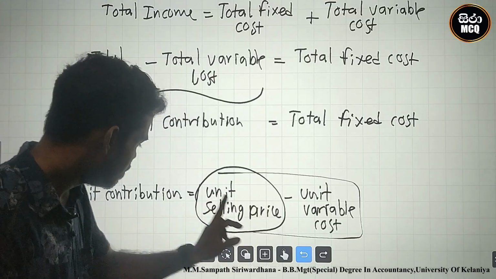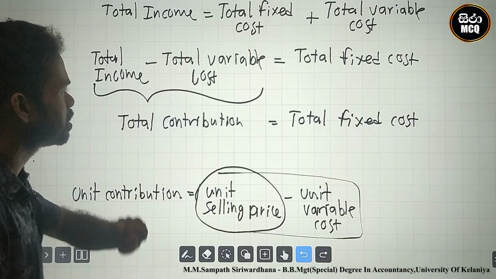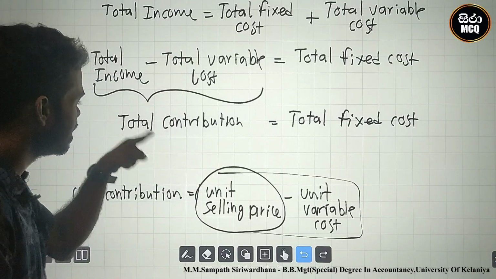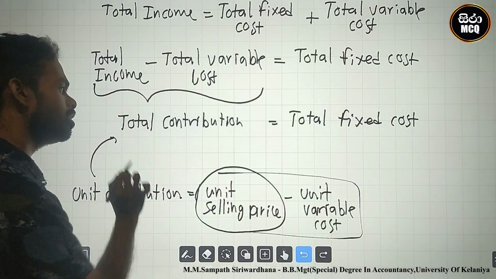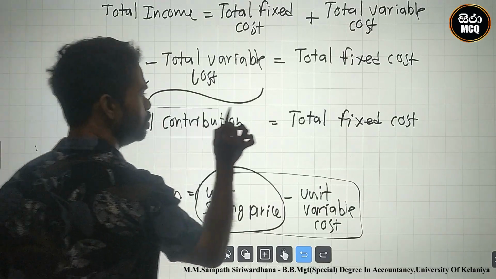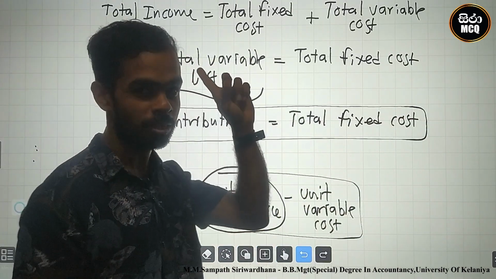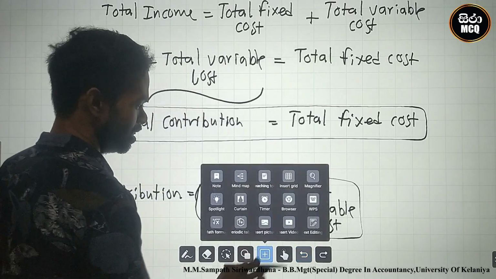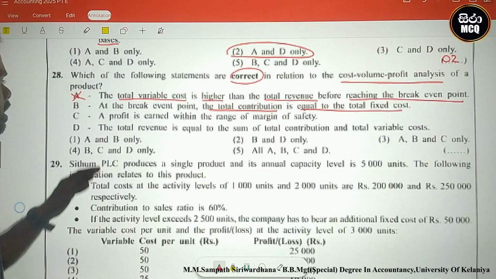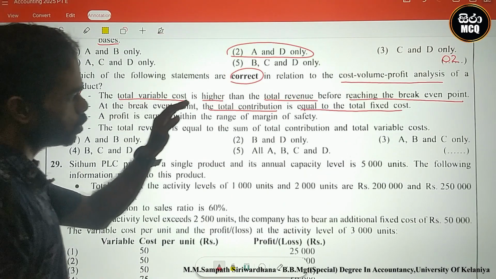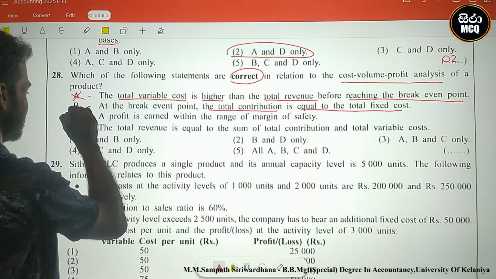This formula we can find the unit contribution. No, this is the total income and total variable cost. Based on that, these are totals. Therefore, not unit contribution, but total contribution. Therefore, this is the formula at the break-even point: total contribution equals total fixed cost. Look here, their statement is correct. Why? At the break-even point, total contribution is equal to total fixed cost. Okay, this is the correct one.